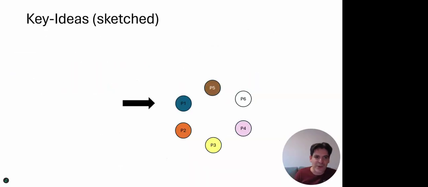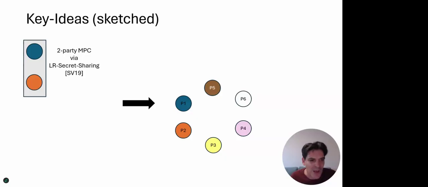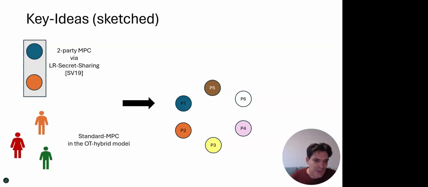So how does the protocol look in a very sketchy way? We start by constructing a leakage resilient protocol for two parties. And for this we use leakage resilient secret sharing schemes. Then we use a protocol in the standard hybrid model, which is not leakage resilient. This protocol can be based, for example, on the GMW protocol.